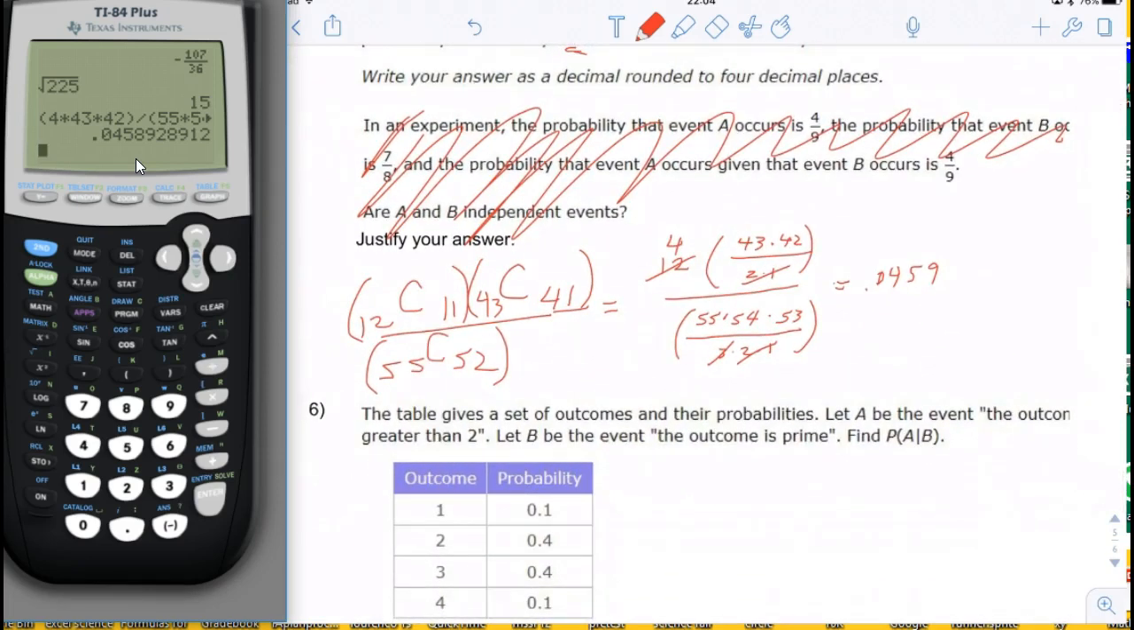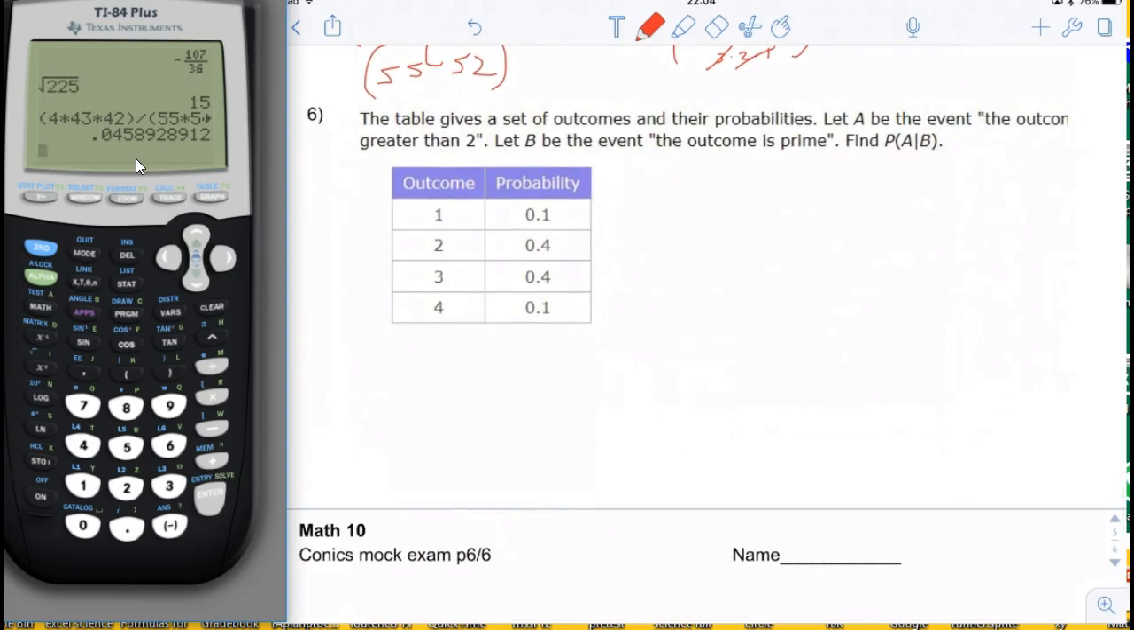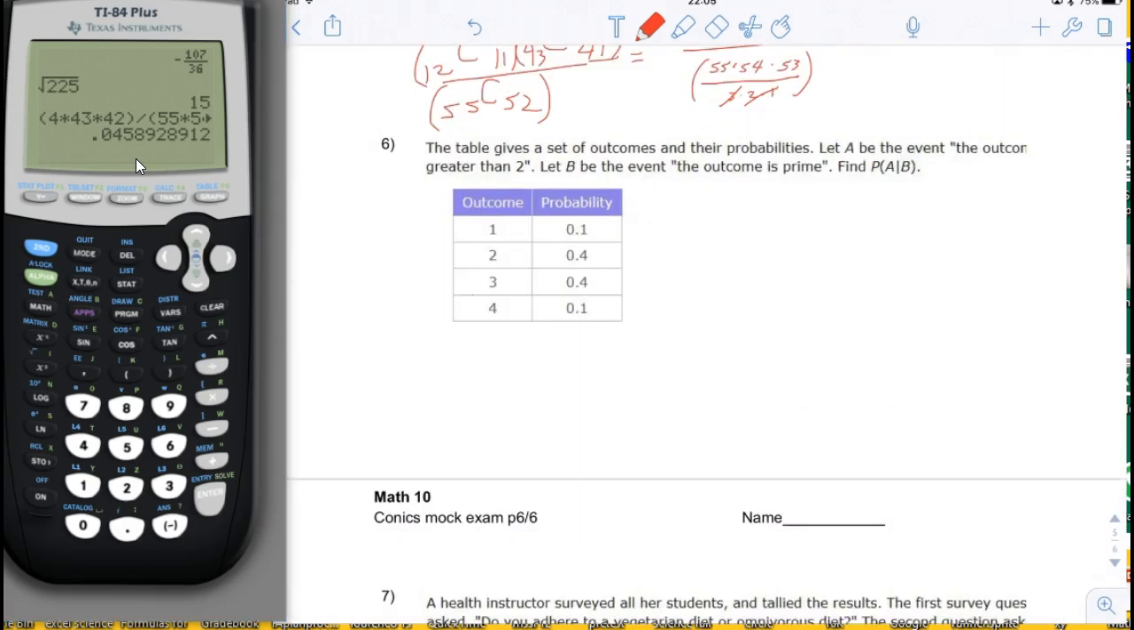Okay. Number 6. The table gives a set of outcomes and their probabilities. Let A be the event the outcome is greater than 2. Let B be the event that the outcome is prime. Find A given that B occurs. Okay. So let's first find the probability of A.